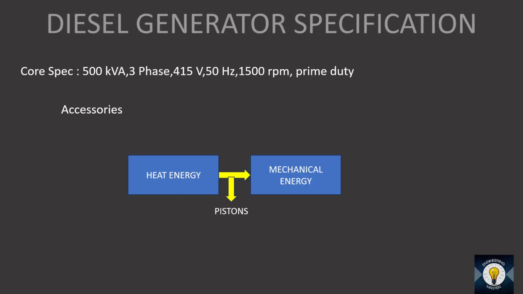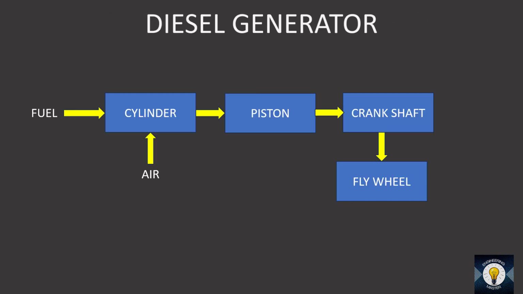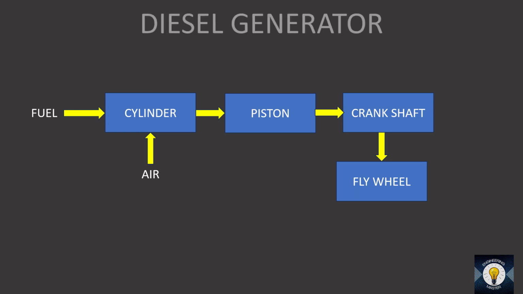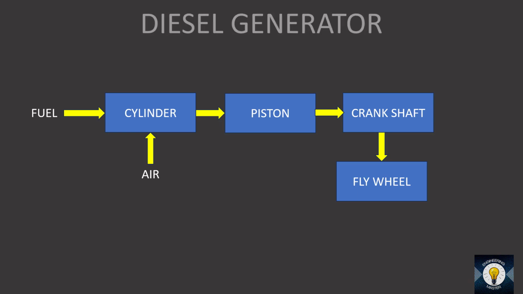The next part is where the heat energy of the fuel is converted into mechanical energy. So cylinder, piston, crankshaft and flywheel. These 4 parts are mainly used for this process. We know the combustion happens inside the cylinder, right? Inside the cylinder there will be a piston also. The piston will convert the heat energy into mechanical energy. The piston will move to and fro. The crankshaft is associated with the piston.